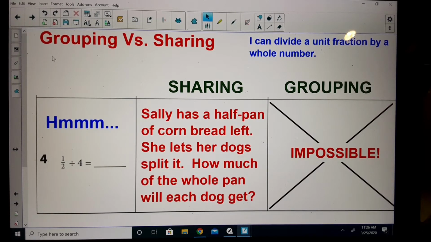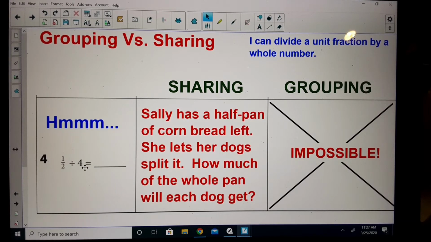Every time we have a fraction divided by a whole number, it is automatically a sharing problem. It's impossible to have a grouping problem that's a fraction divided by a whole number. Just like it's impossible to have a whole number divided by a fraction be sharing, because you can't share something among half a person, this is the opposite impossibility. So if you read a story problem and it sounds like it's sharing, it must be a fraction divided by a whole number.